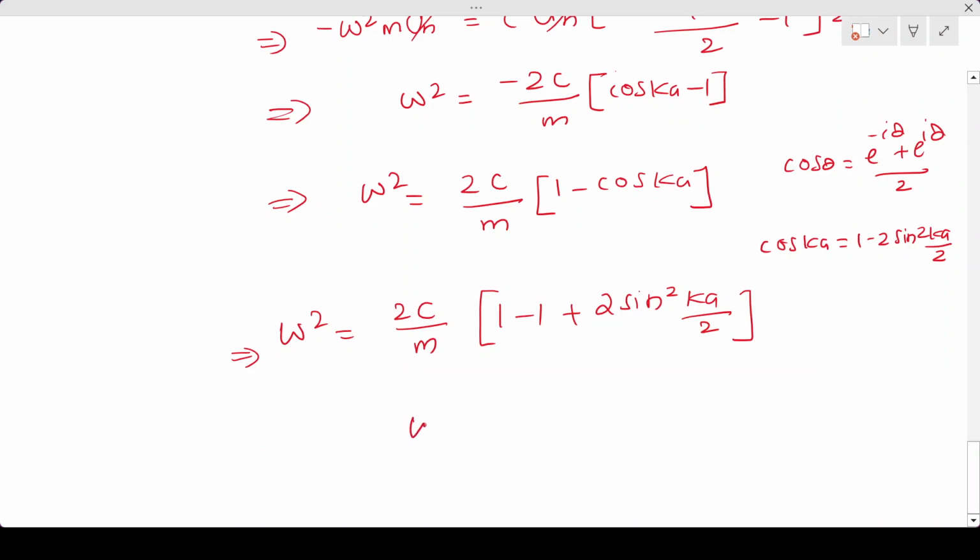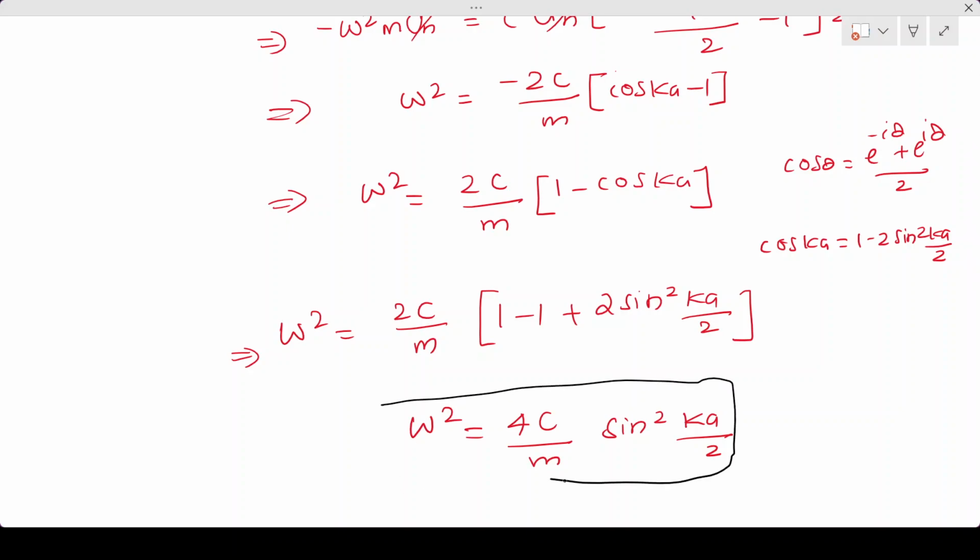So you will be getting omega square is equal to 4c, this 1 minus 1 cancels, 4c by m sine square ka by 2. Okay, so this is an important equation, keep it as equation number 2.